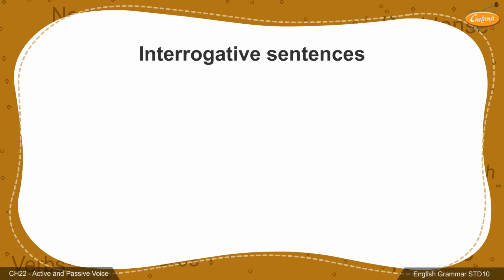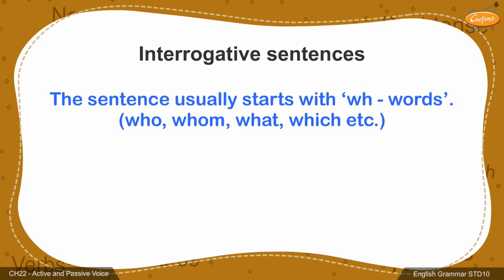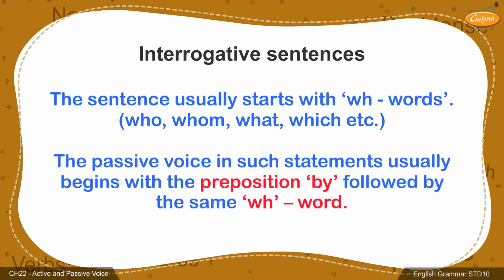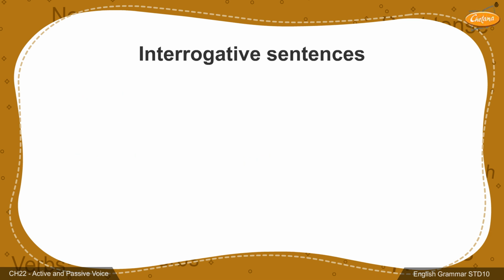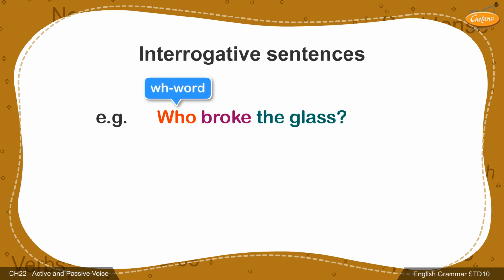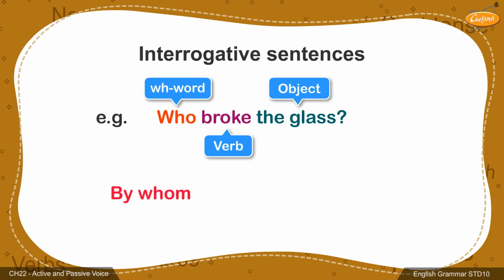In case of interrogative sentences, the sentence usually starts with WH words. The passive voice in such statements usually begins with the preposition by, followed by the same WH word. Let's consider an example. Here, who is the WH word used, broke is the verb, whereas the glass is the object. We now start the passive voice with by whom. Since broke is the simple past tense, we use was as an auxiliary. This is followed by the object and the past participle form of broke, that is, broken. Do not forget to add an interrogation sign even in the passive voice statement.